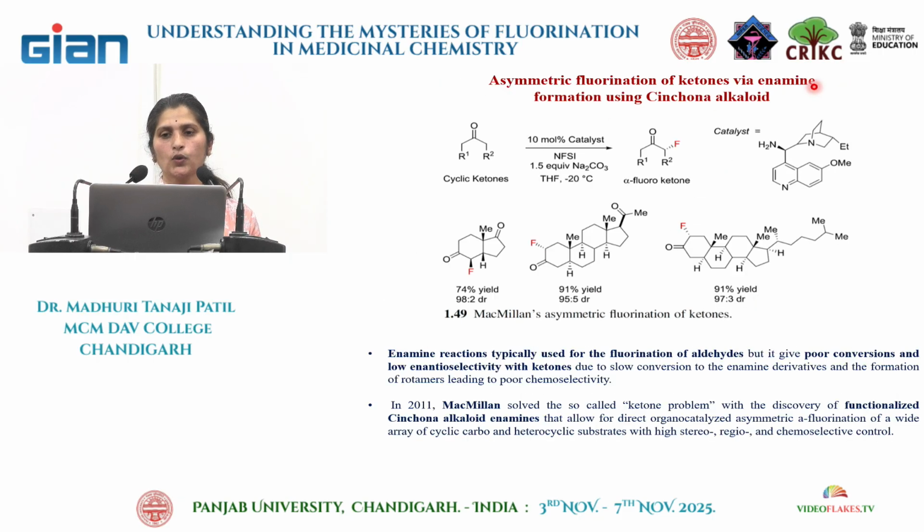Asymmetric fluorination of ketone via enamine formation using a cinchona alkaloid. Formation of this alpha-fluoro compound, alpha to the ketone carbonyl, is a little bit difficult as compared to aldehyde, but that can also be done by using this kind of alkaloid. Again it will form that kind of enamine and then it will allow fluorine to approach only from one specific side, and that's why you get only one fluorine with that particular stereochemistry. And this is used for the synthesis of these compounds.